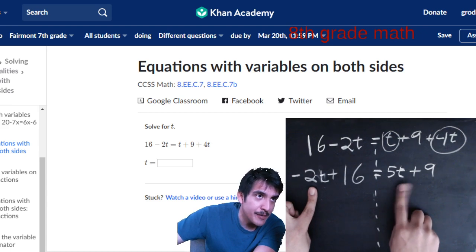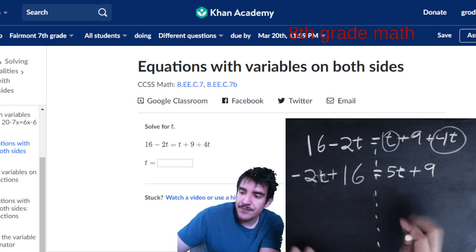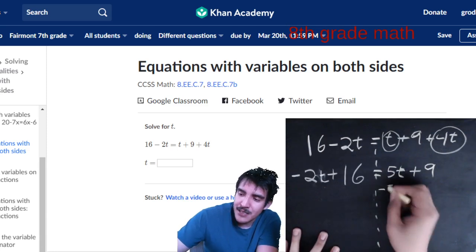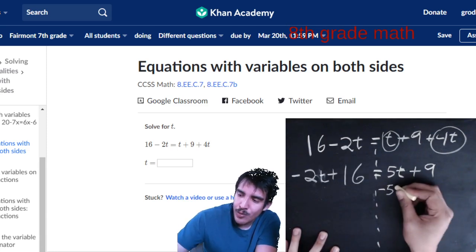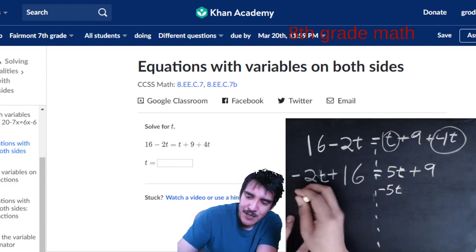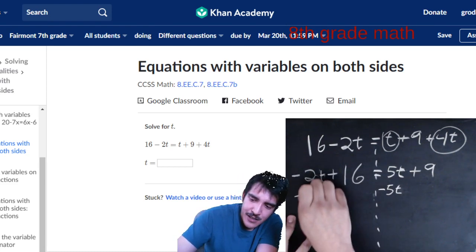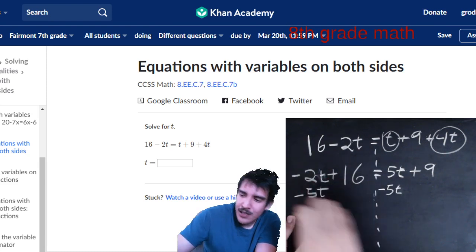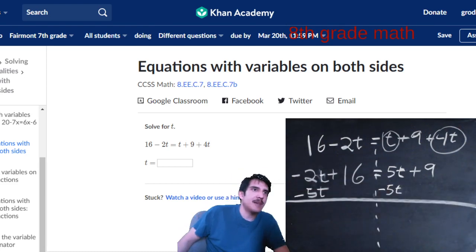So how do we get rid of a plus 5t? It really is a plus 5t. We get rid of it by doing the opposite. So if you're at home wildly shouting, it's minus 5t, you're correct, all right? Very well done. Let's do that step. Let's see what happens.